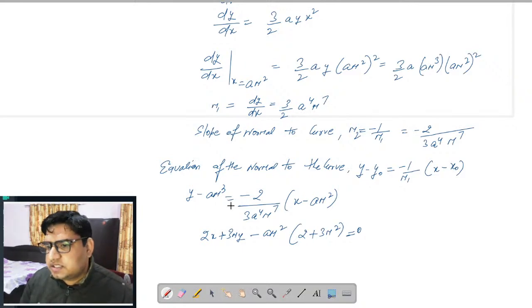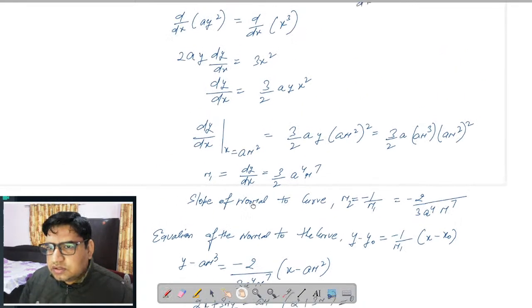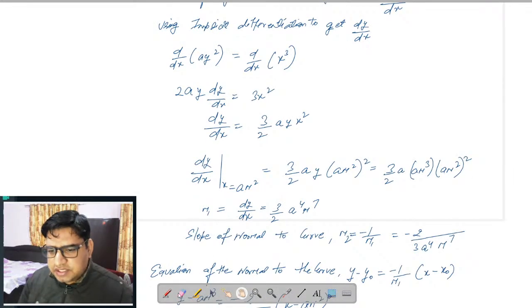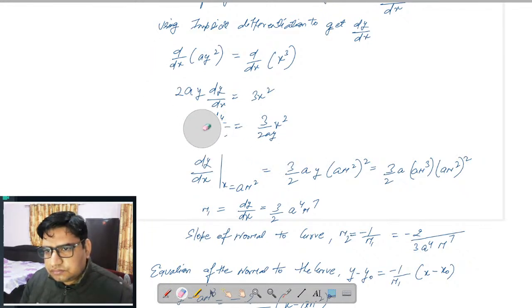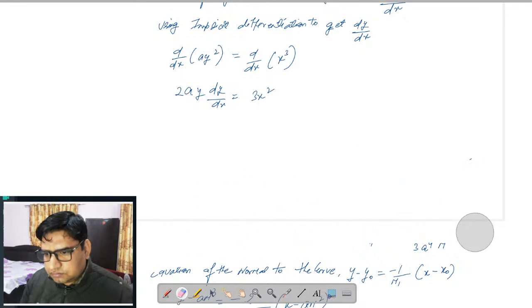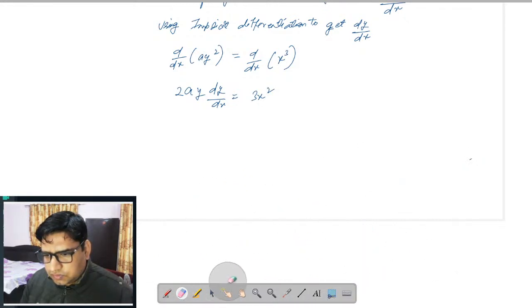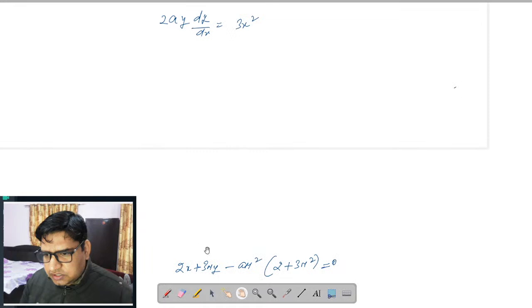Okay. So guys, there is a mistake here. There is a silly mistake here. The mistake is 3x square upon 2ay. We'll erase that and then solve again.